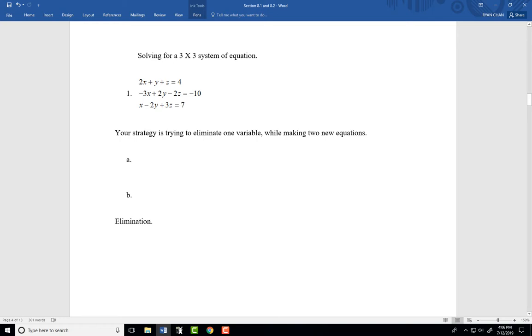The idea is we're going to use two equations and eliminate one variable. For example, I'm going to use these top two. So I have 2x plus y plus z is equal to 4, and then negative 3x plus 2y minus 2z is equal to negative 10. Okay, so I'm going to eliminate y. So I'm going to multiply the top equation by negative 2. So I have negative 4x minus 2y minus 2z is equal to negative 8.